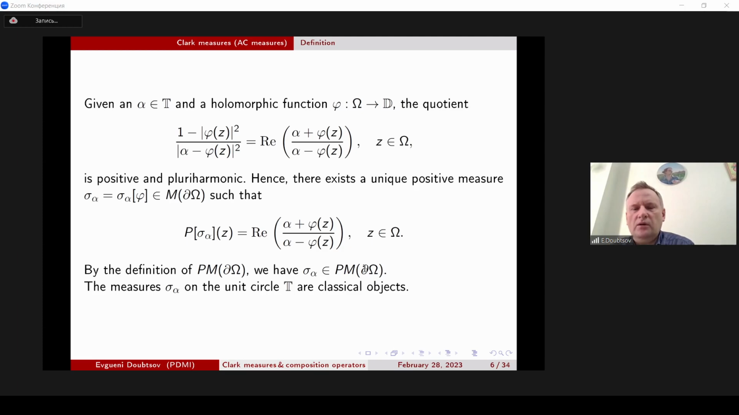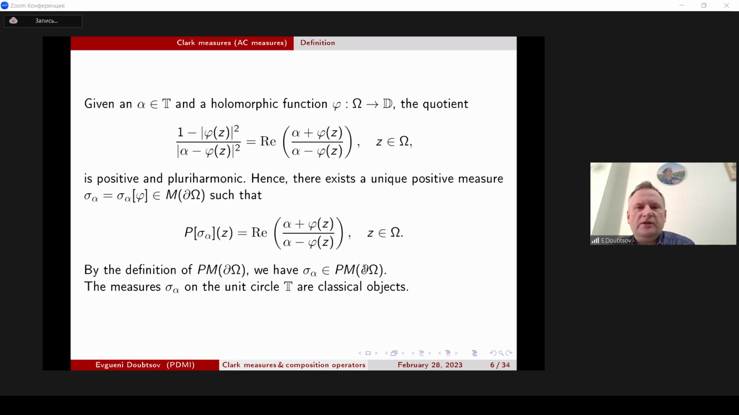So the values of this function are in the unit disk. So in the classical situation, this is just the holomorphic self-map of the unit disk. And we consider the quotient 1 minus modulus phi of z squared over modulus of alpha minus phi of z squared. And this is not just a random quotient. This is the real part of the following quotient, alpha plus phi over alpha minus phi. So, well, this is an identity for complex numbers.